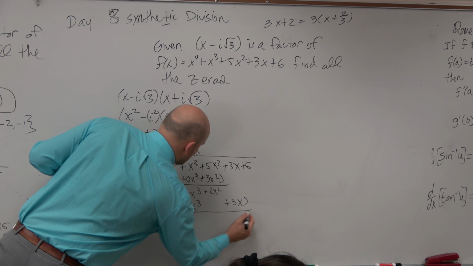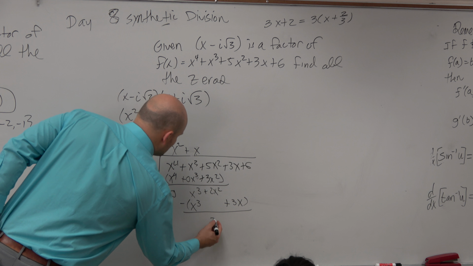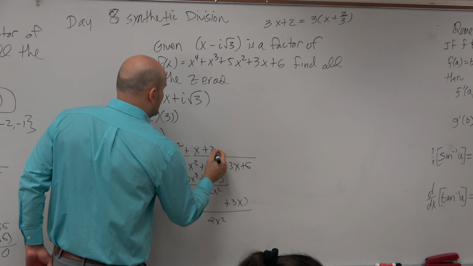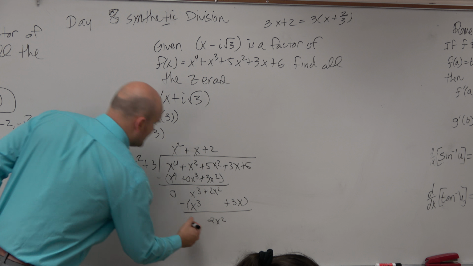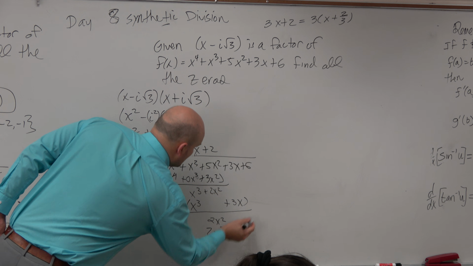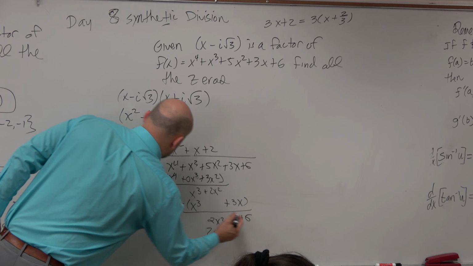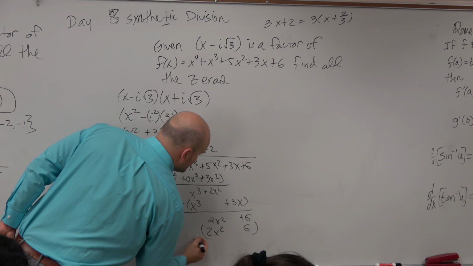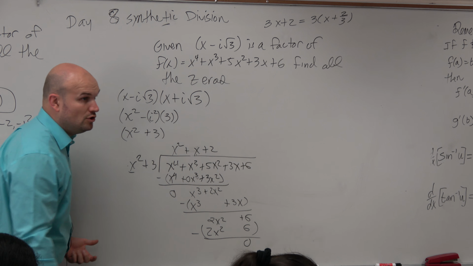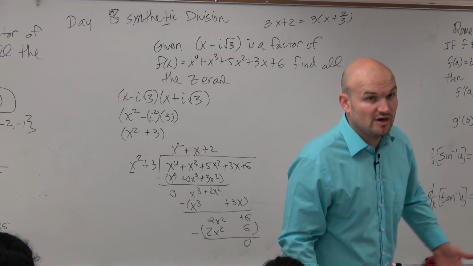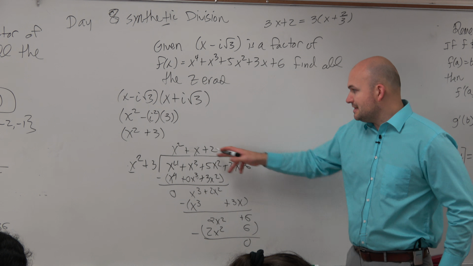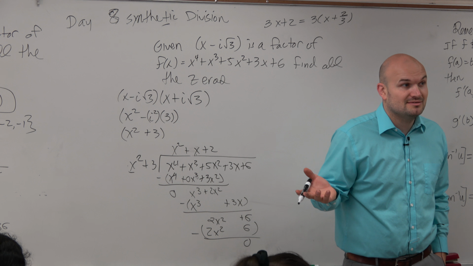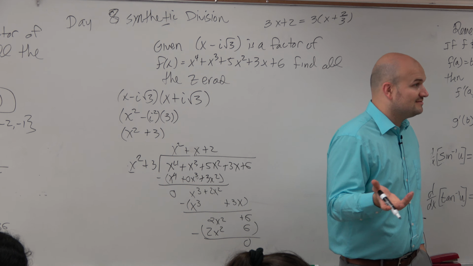Subtract your rows. You're left with a 2x squared. x squared goes into 2x squared plus 2 times. 2 times x squared is a 2x squared. Bring down this 6. 2 times 3 is going to be 6. Subtract your rows, and you get 0. Cool. So we confirmed it's a factor, a double factor, right? And now we have our other factor. So all we got to do is factor that last factor, and we're good to go, right? That's all we got to do. We're like at the home stretch.